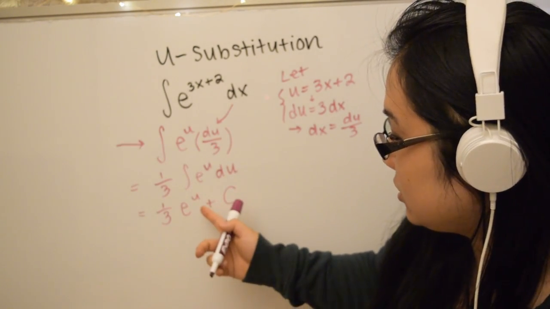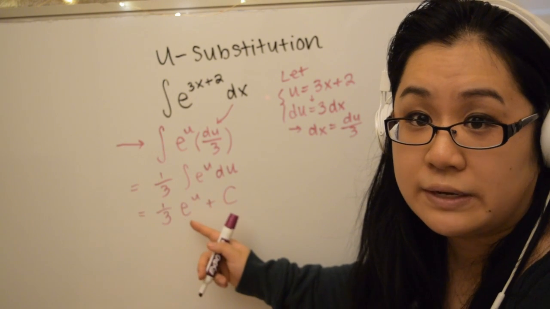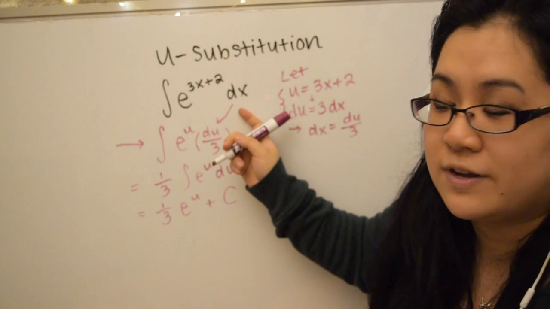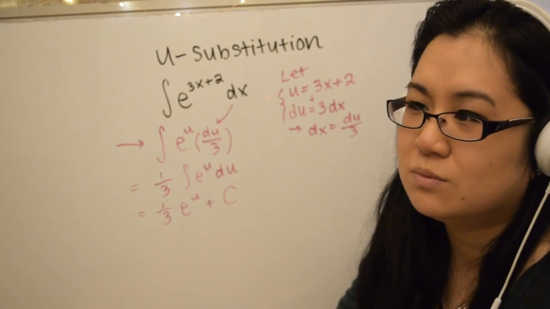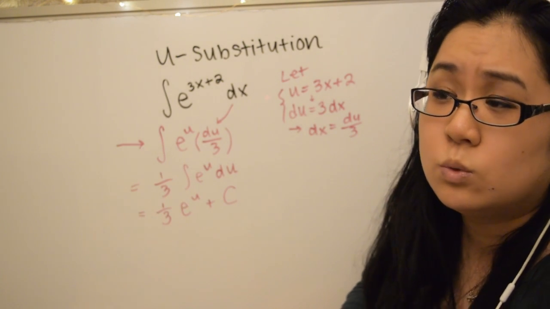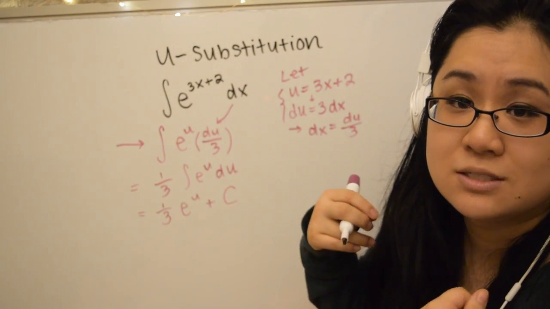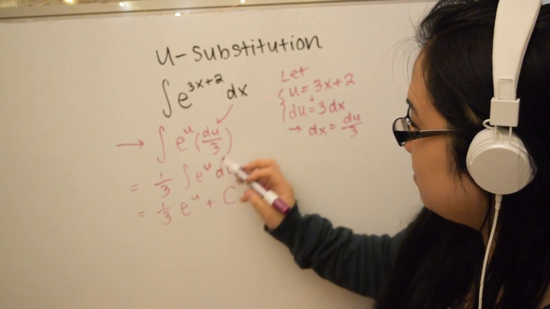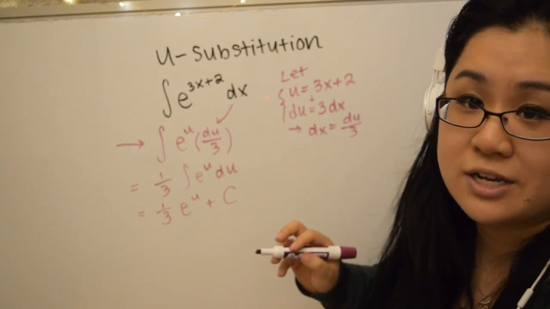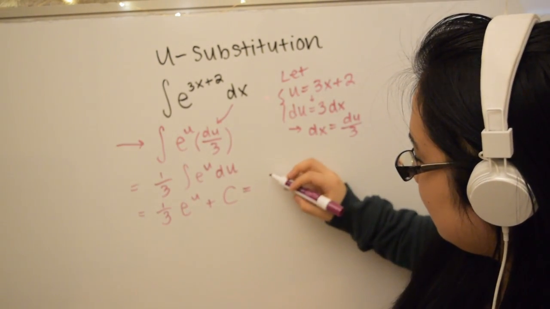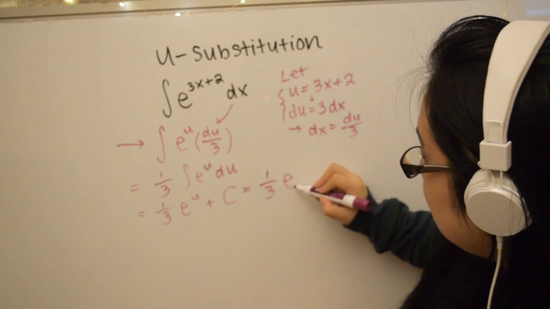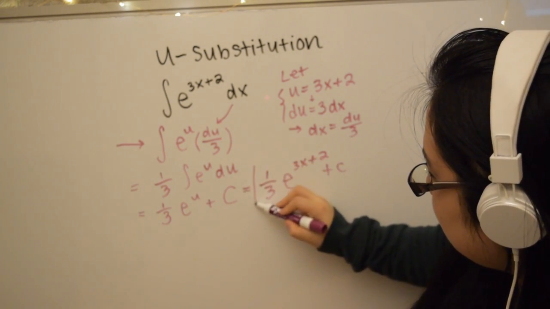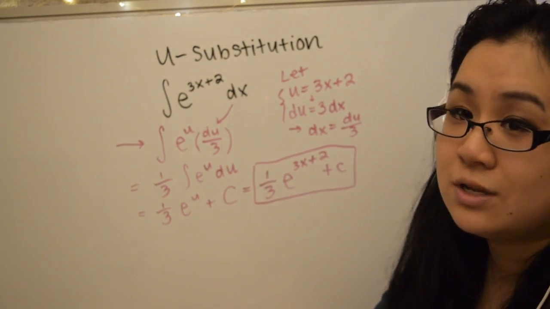Now, is this our answer? Well, not totally, because the question had an x. Our question was everything in terms of x. So if we answer in terms of u, it's kind of like, well, what's u? That doesn't mean anything. We're using U-substitution to help us, but that doesn't mean anything in terms of actually finding an integral. So all we do is we plug our u back in, which was 3x plus 2. So our final answer will be 1/3 e to the 3x plus 2 plus c. So this will be our actual final answer.